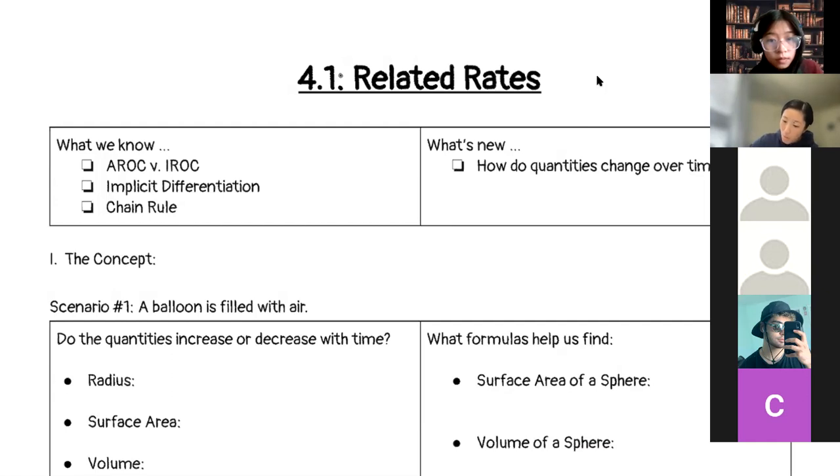And so let's start with what we know. Things that I hope we know are the average rate of change versus the instantaneous rate of change, okay? So thinking about that slope between 2 points as the average rate of change and that slope at a single point as the instantaneous rate of change, okay? We're also going to bring back this idea of implicit differentiation. So that thing where we had the y and the y prime, okay? And then we're also in this section going to bring back the chain rule.